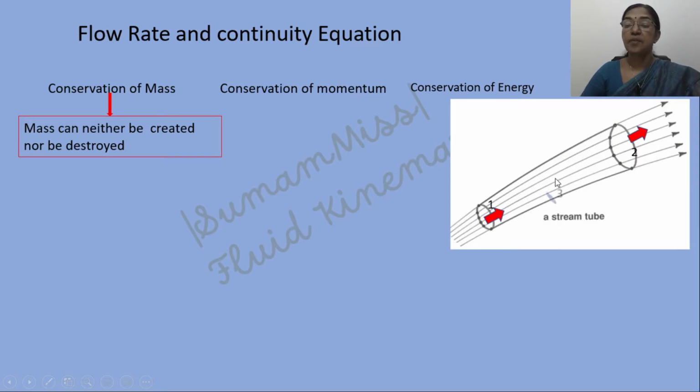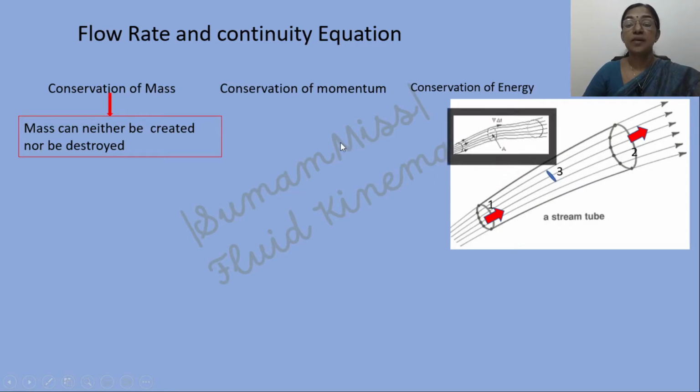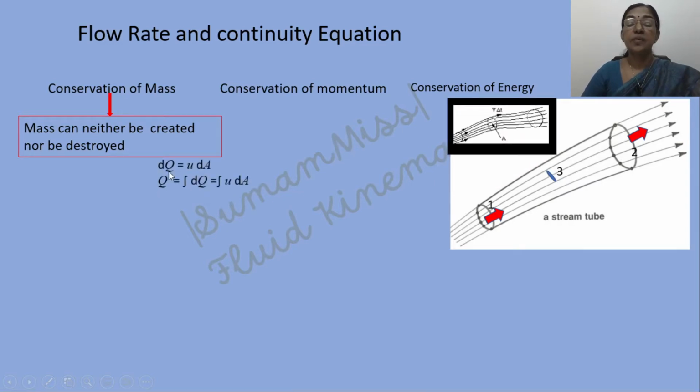Consider a small element of area dA where the velocity is equal to u. So the volume flow rate dq is equal to u into dA. Suppose A is the area corresponding to the section, then q is equal to the integral of dq, that is, the integral of u into dA, or u into A.